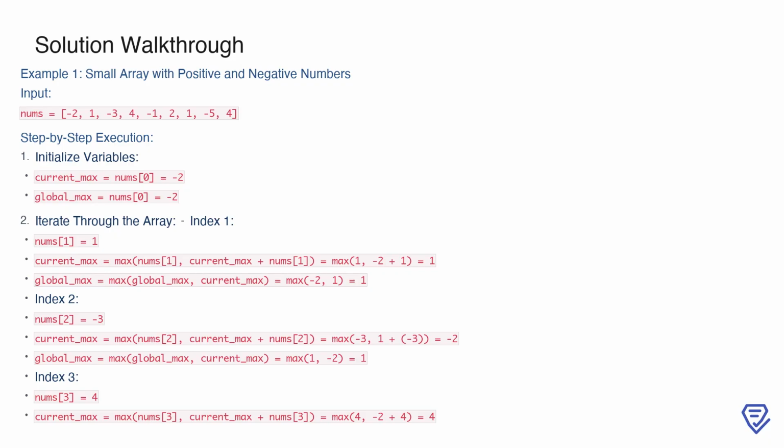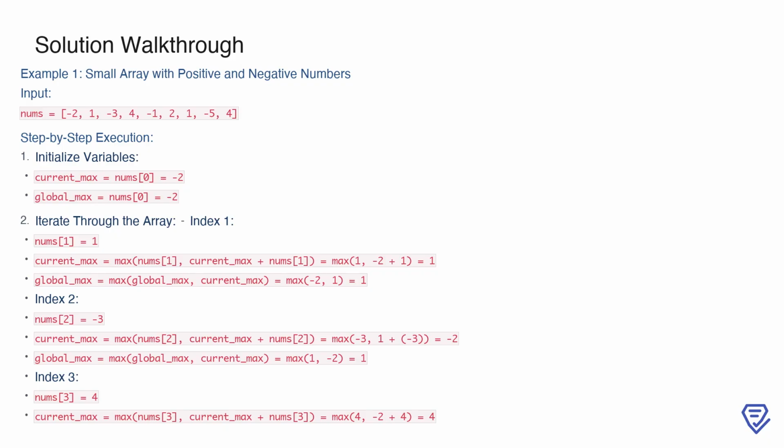starting from index 1. At index 1, the value is 1. We calculate the maximum between this value and the sum of the current_max plus this value. This gives us a new current_max of 1. Next, we update global_max as the maximum between the previous global_max and the new current_max, which results in a global_max of 1.